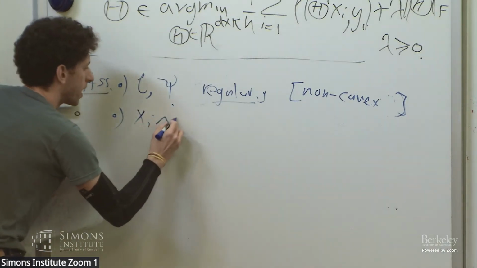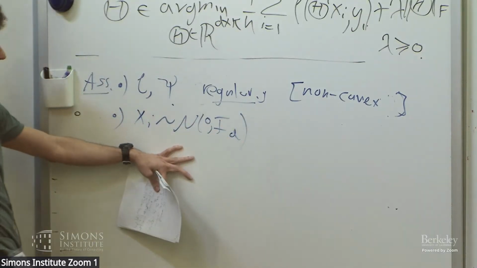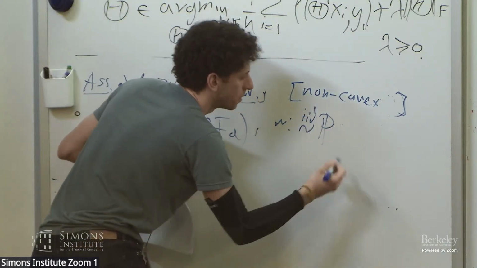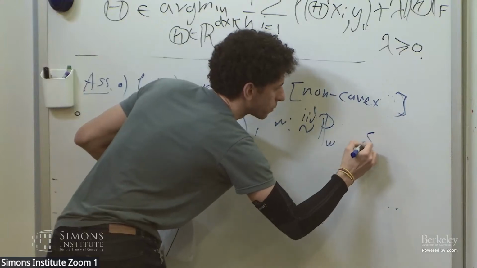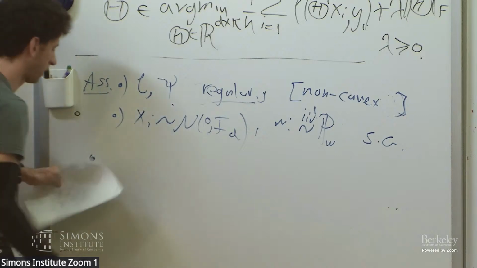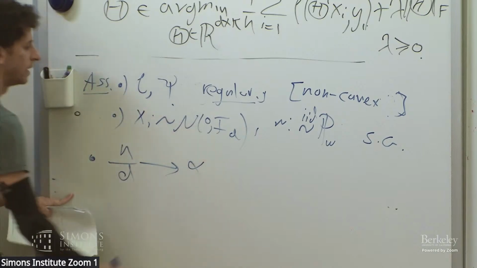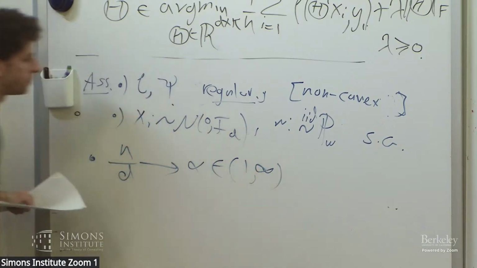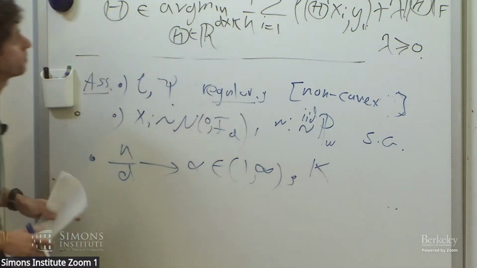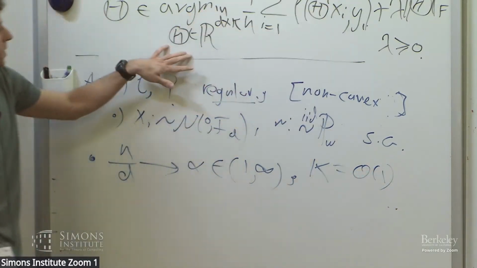The second assumption is that xi are going to be isotropic Gaussian. You can ask me about the Gaussian assumption at the end if you want. And my wi are going to be IID sub-Gaussian. Third assumption is the regime that I talked about before, that n over d converges to alpha, and alpha is in 1 to infinity. It's bigger than 1. And I'm going to assume that k, the number of indices, is order 1. This is the dimension of theta 0 and dimension of theta.